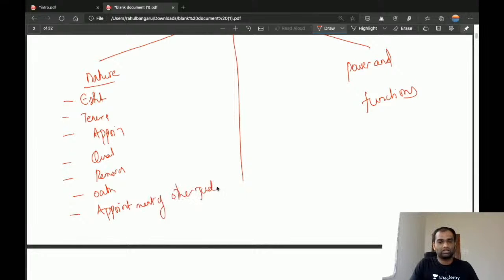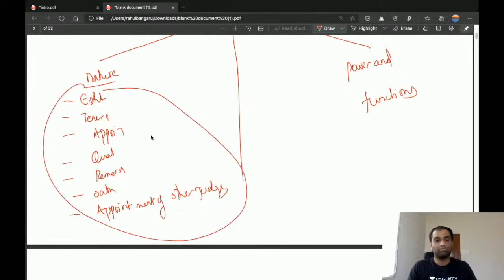Appointment of other judges. These are the things that we discussed in our previous class: how the Supreme Court is established, what the tenure of the Supreme Court is, how judges are appointed, what qualification is required, how judges of the Supreme Court are removed, the oath and affirmation required for a person to become a Supreme Court judge, and the appointment of other judges.